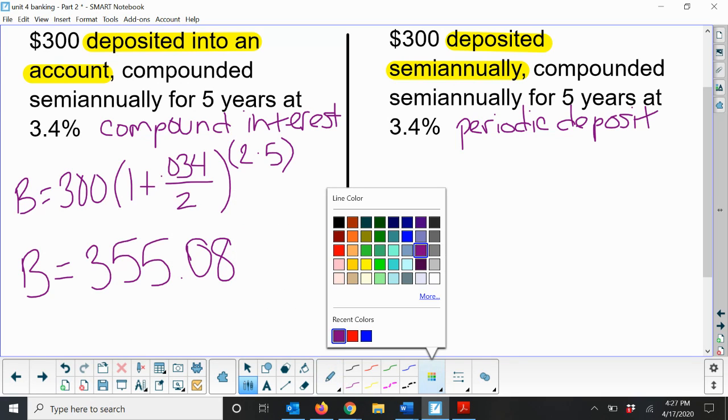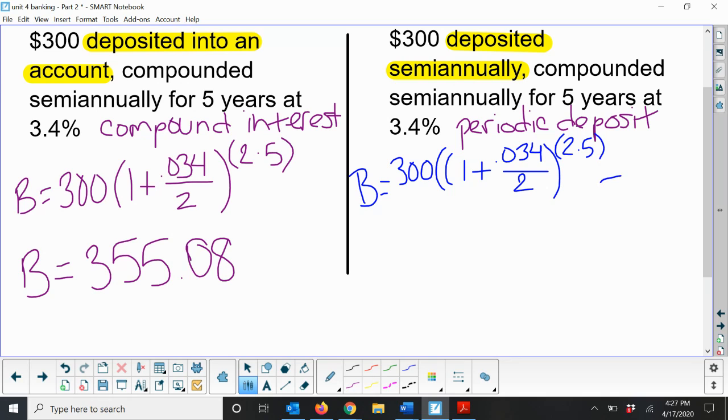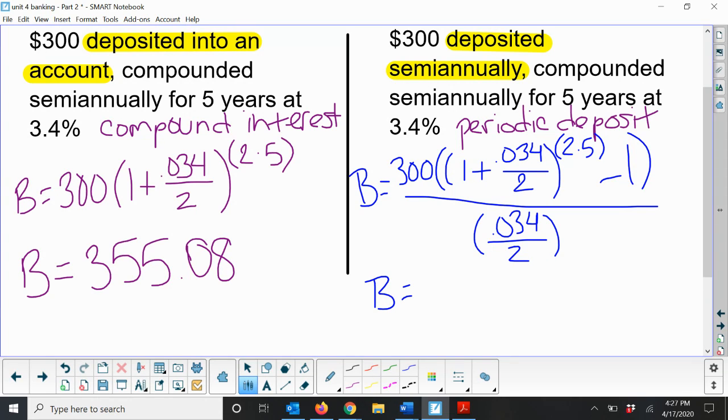Over here, I'm going to change my color just to help it stand out a little bit. We have our periodic deposit. Make sure you've got those double parentheses right off the bat in the beginning. And again, semi-annually, so N is 2. And you can see there are parts of this that look very similar. But don't forget this -1. There are other parts that are different. And that is what makes this the periodic deposit formula and gives us the calculations that we're looking for.